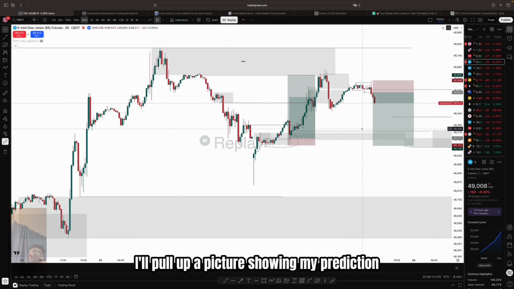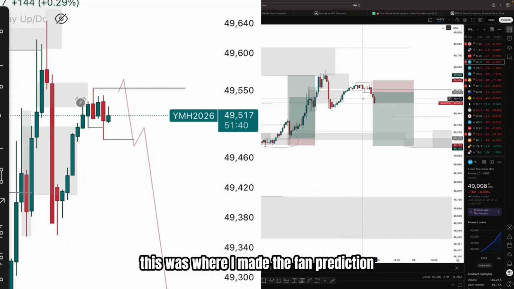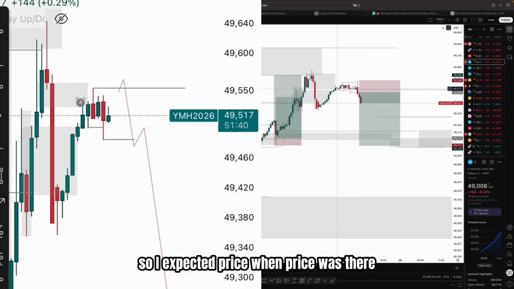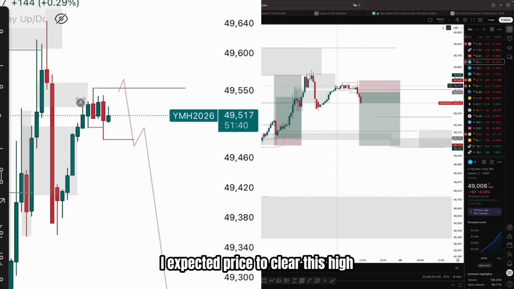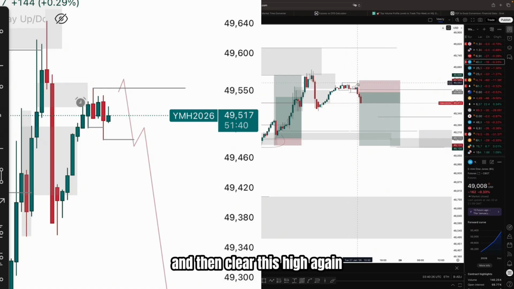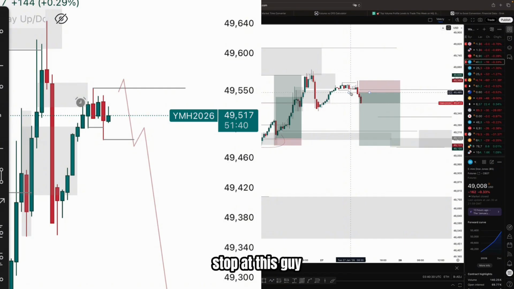I'll pull up a picture showing my prediction. This was where I made the firm prediction on how I expect price to move. When price was there, I expected price to clear this high, come back to clear this low, and then clear this high again before then breaking structure, and my entry would just be a sell stop at this guy. That was the plan.